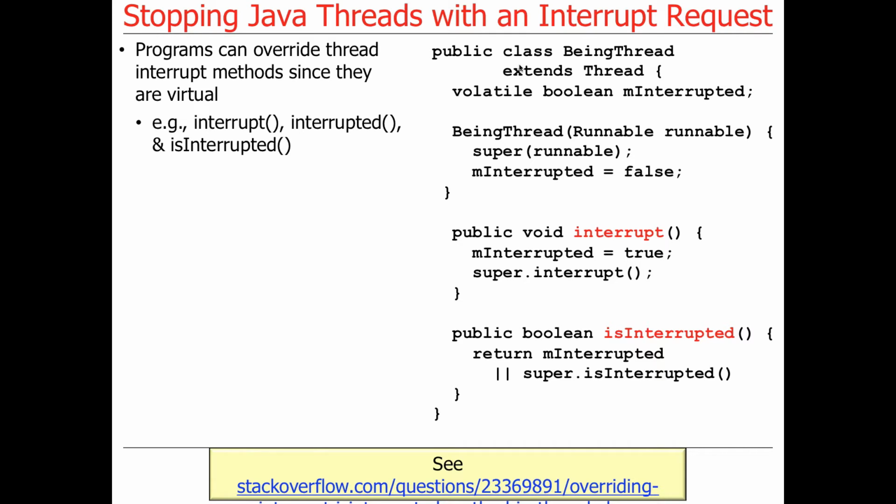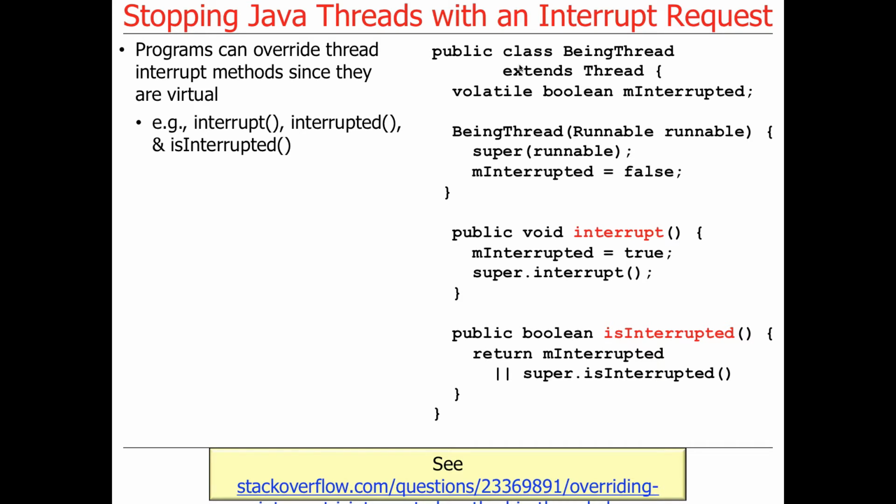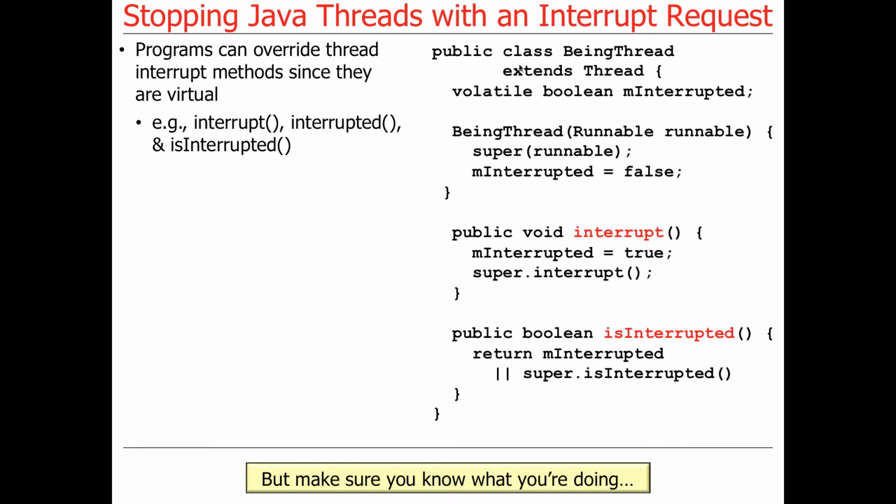As a little piece of trivia, you can actually override the interrupt and isInterrupted methods. It's possible to override those things if you so choose. And there's reasons for doing that, but it's a rare thing to do. So if you ever find yourself compelled to override these methods, take a look on the web, and you can take a look at this link, which I will fix in the PDF version of the slides, and learn why you might want to do this and what some of the consequences are. The key thing to remember is if you decide to override the interrupt methods, you need to call up to the superclass version for things to work properly.